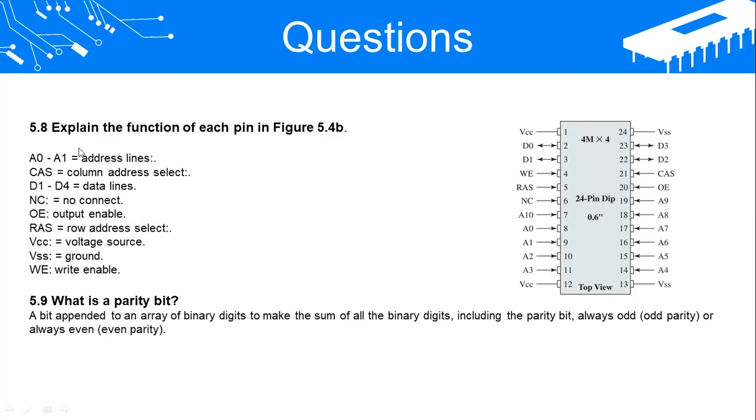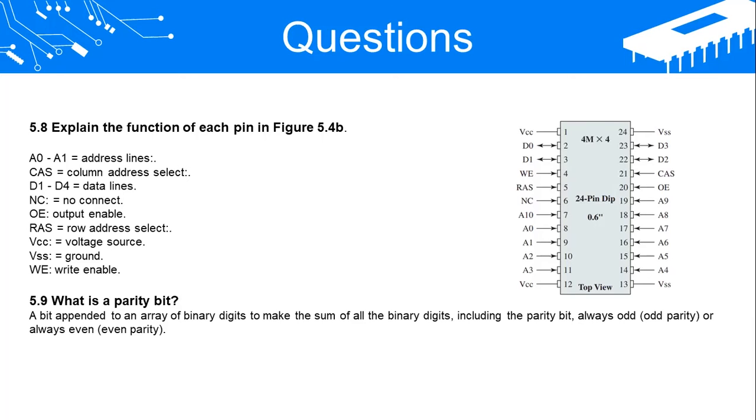So the first, A0 until A1, is the address lines, and CAS is column address select. D1 until D4 means data lines, and NC means no connect. OE is output enable. RAS is row address select. VCC is power source. VSS is ground, and WE is write enable.